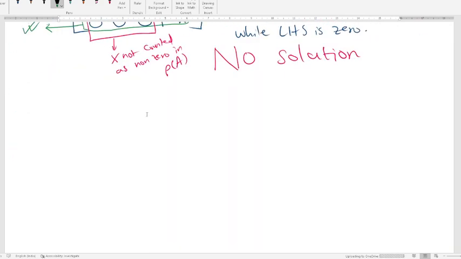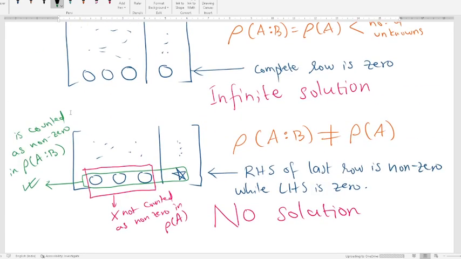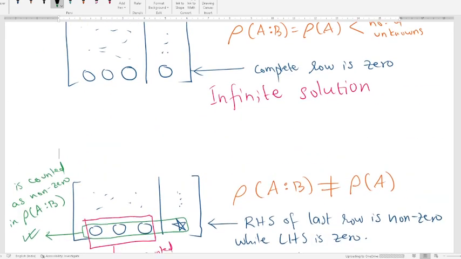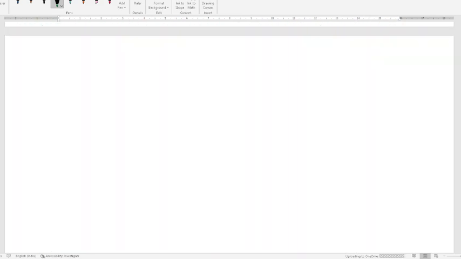When we want to do the Gauss-Jordan method, let's move to the next page. I think it would be better. Okay. Yes. Let's move to this page.